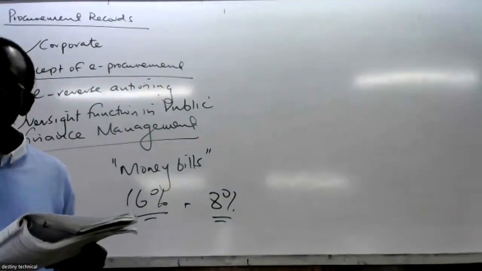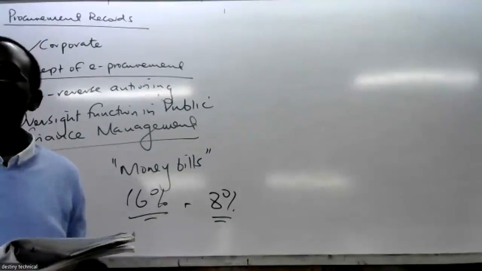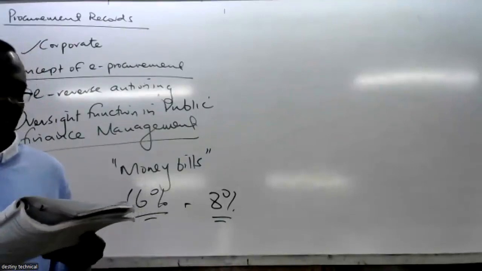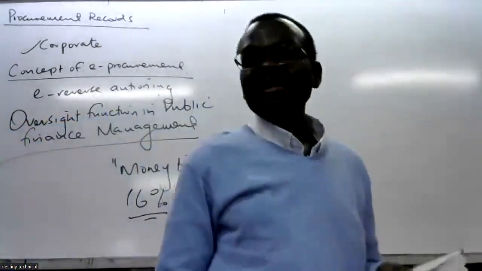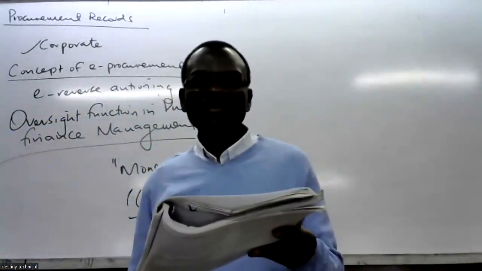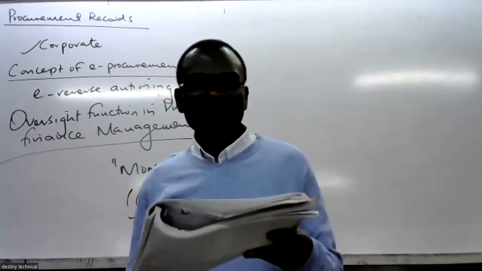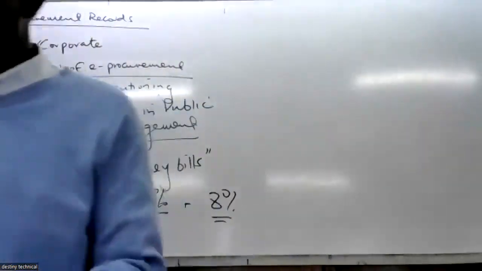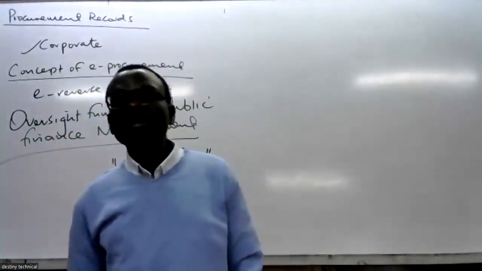Okay, then this is D. Monitor adherence by the Senate to the principles of public finance and to the fiscal responsibility principles.